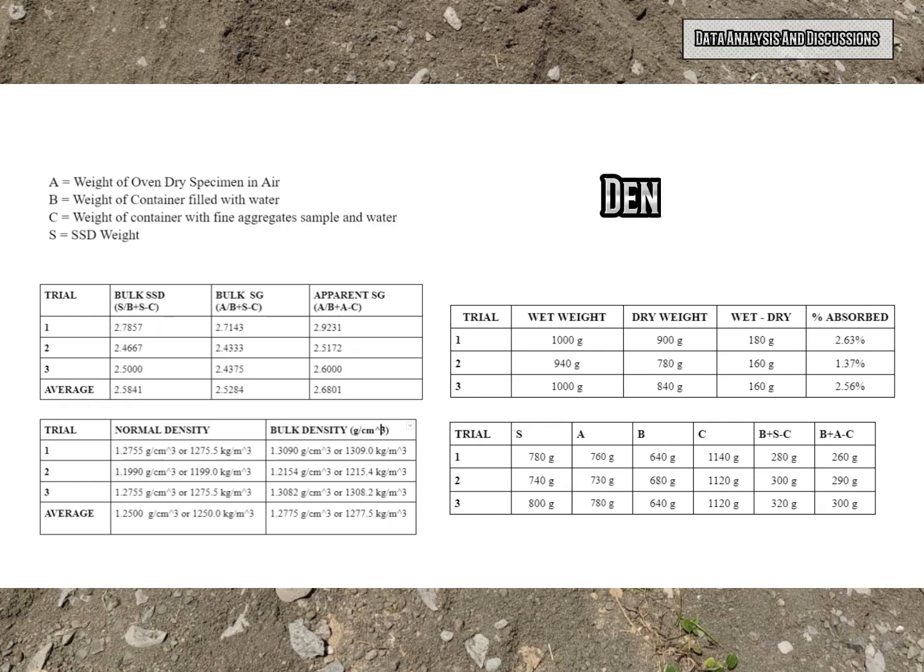For density, the approximate bulk density of aggregate that is commonly used in normal weight concrete is between 1,200 and 1,750 kg per cubic meter. Based on that statement, we can observe that our value lies within that range. The weight of the aggregate is influenced by the moisture content of the aggregate, which is why it is required to have a constant moisture content.